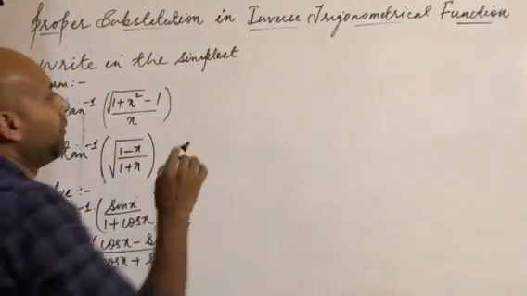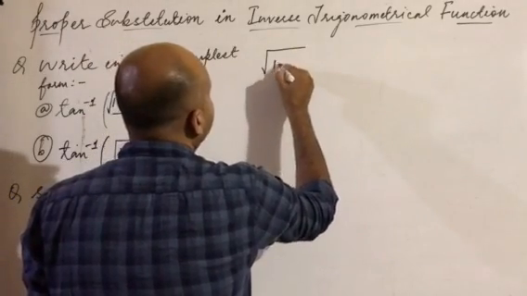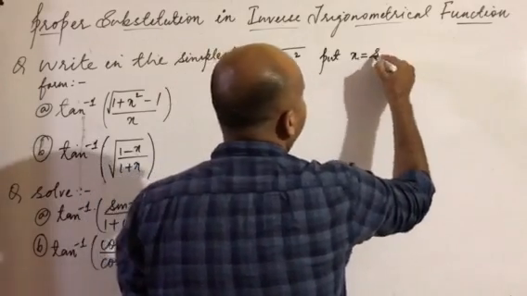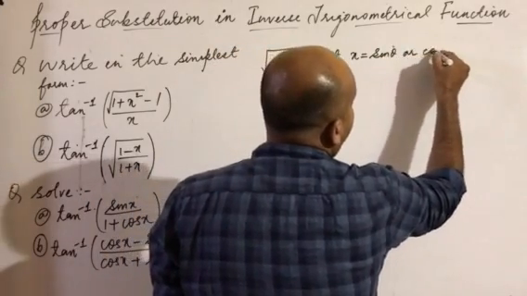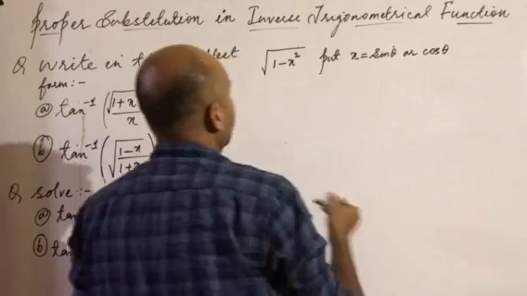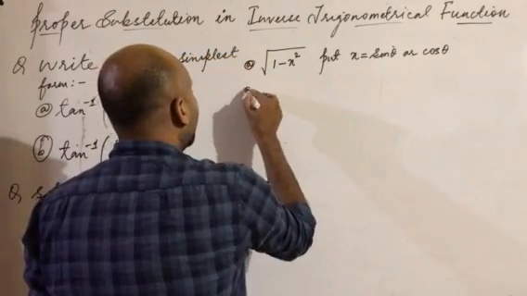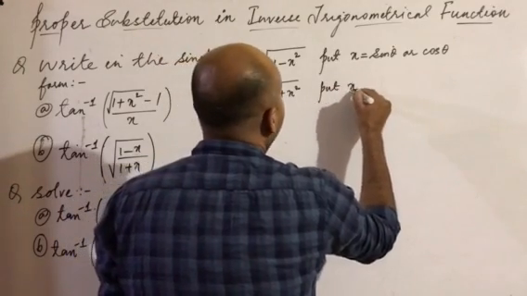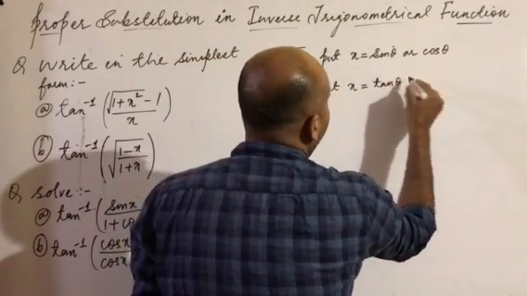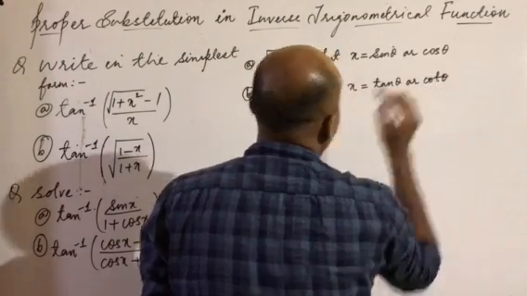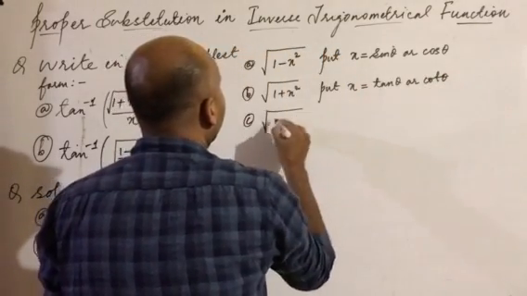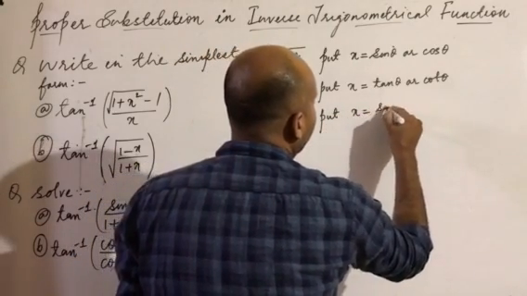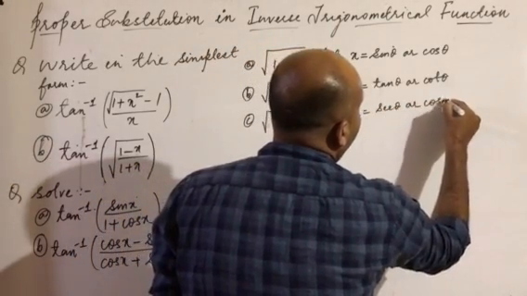For the substitution, whenever in the question you have 1 minus x square, you are going to put x equals to either sin theta or cos theta, depending upon what is required in the question. Number 2, if it is 1 plus x square, you are going to put x equals to either tan theta or cot theta. If in the question it is given root under of x square minus 1, your option is to put x equals to either sec theta or cosec theta.